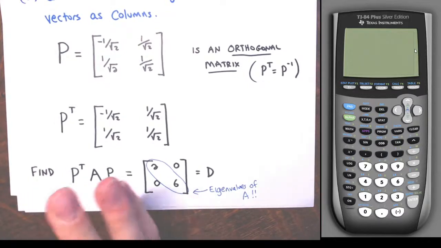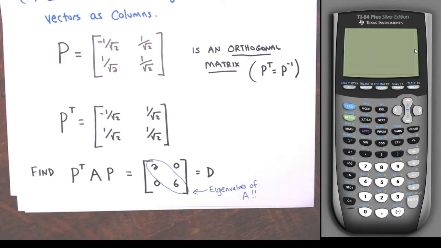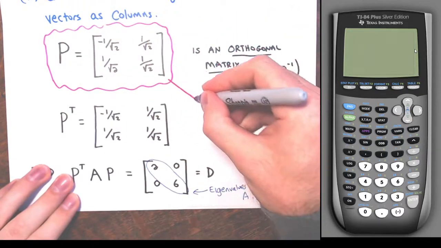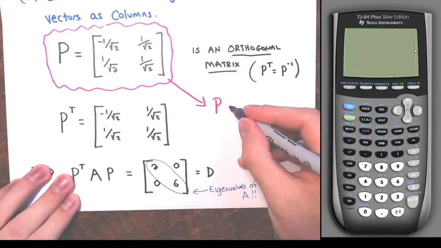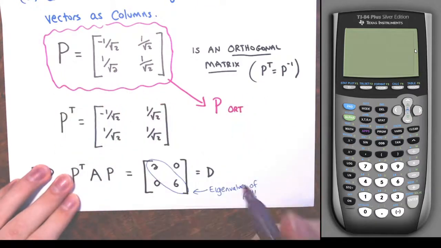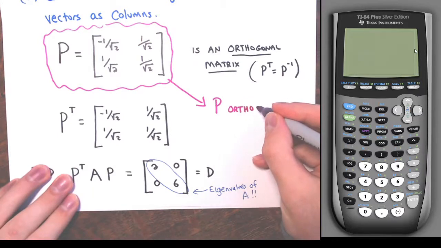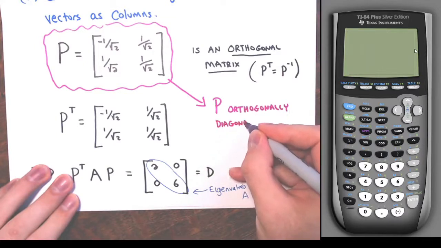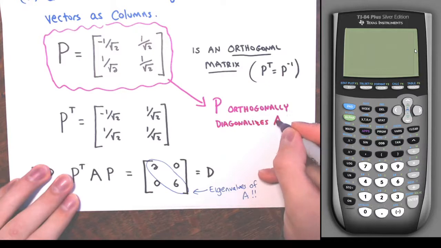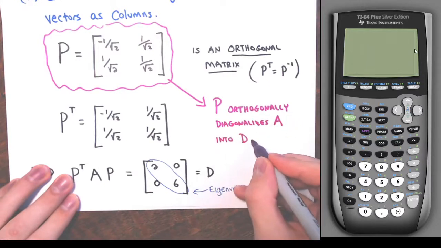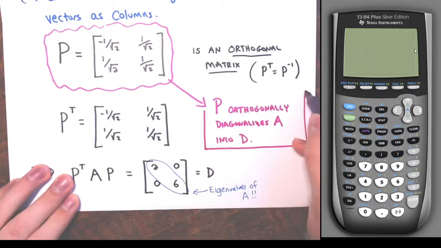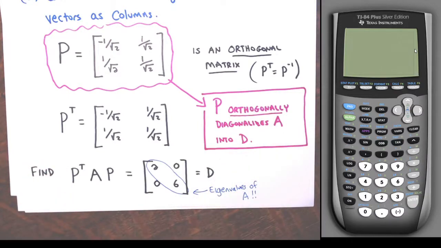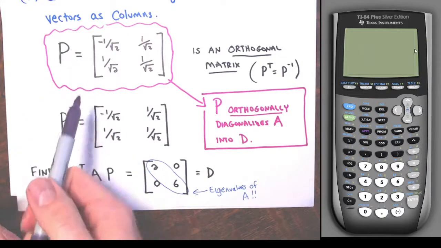So finally, we can say that this matrix P orthogonally, because it is an orthogonal matrix, P orthogonally diagonalizes A into D, right, into D. But the key word being orthogonally, telling me that P is an orthogonal matrix, right? Its transpose is its inverse.